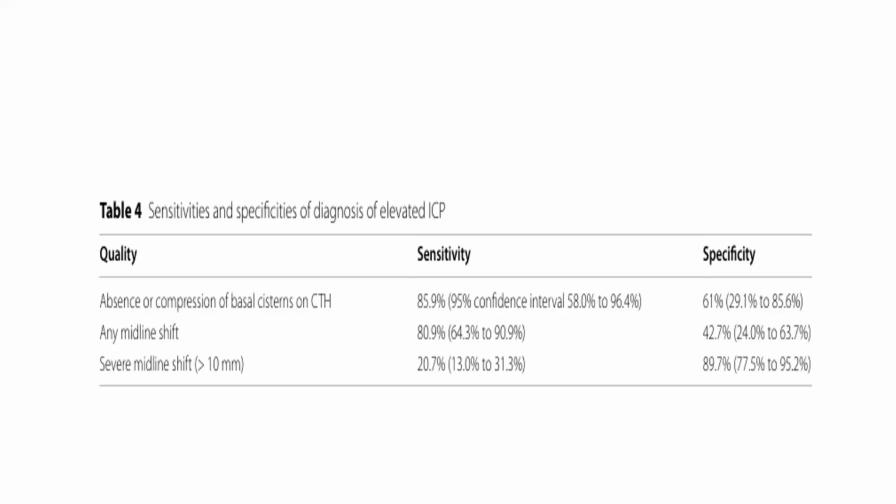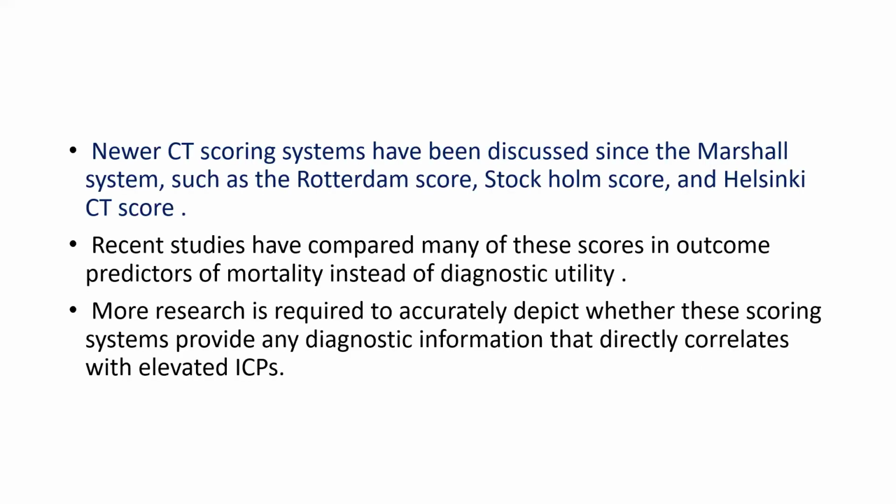Then sensitivity and specificity of diagnosis of elevated ICP. If there is an absence or compression of the vessel system, then it has a sensitivity of 85, specificity of 61. Any midline shift carries a sensitivity of 80%, specificity of 42. Then severe midline shift of more than 10 carries a sensitivity of 20%, specificity of 89.